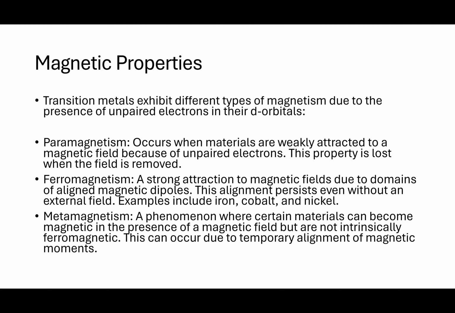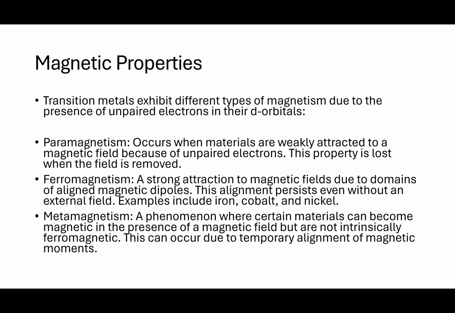Notice that our elements that have unpaired electrons tend to be mostly paramagnetic. This property is lost when the field is removed. Therefore, we can induce magnetism here if it is plunged into a field with a changing magnetic moment, right? But it is not magnetic otherwise. We also have ferromagnetism, a strong attraction to magnetic fields due to domains of aligned magnetic dipoles. We tend to see this in elements such as iron, cobalt, and nickel, right?